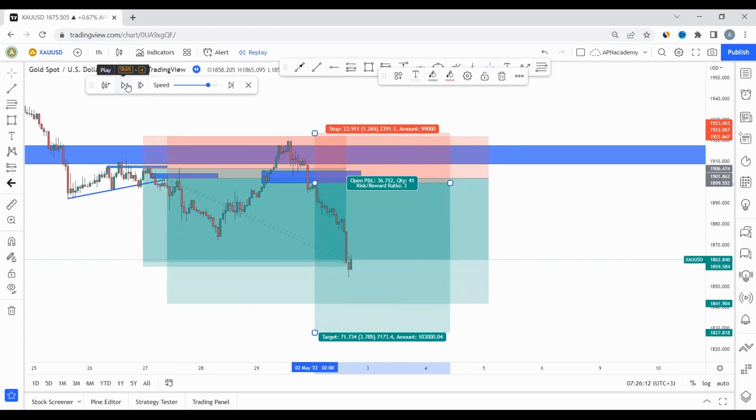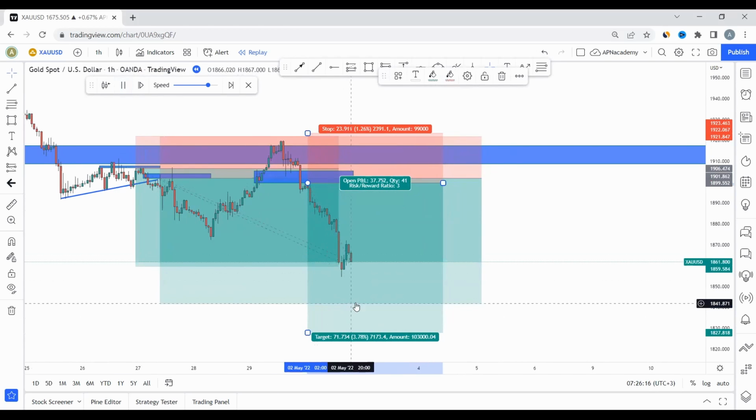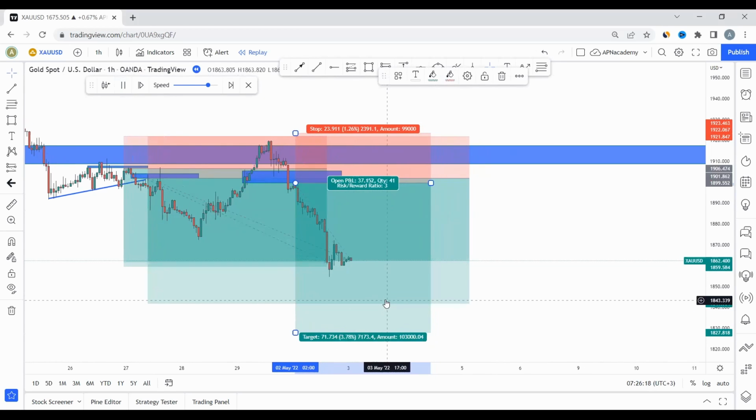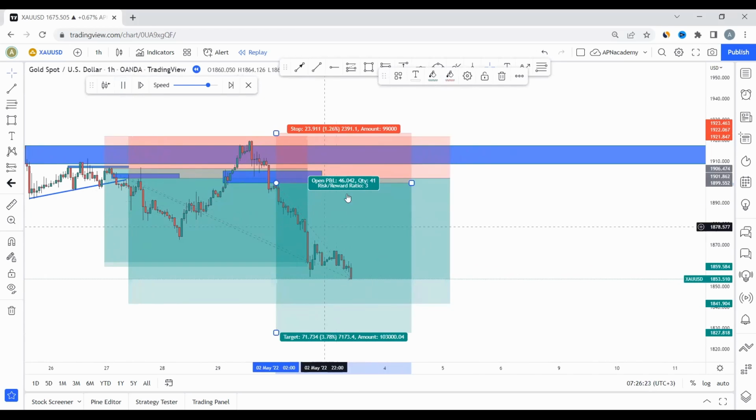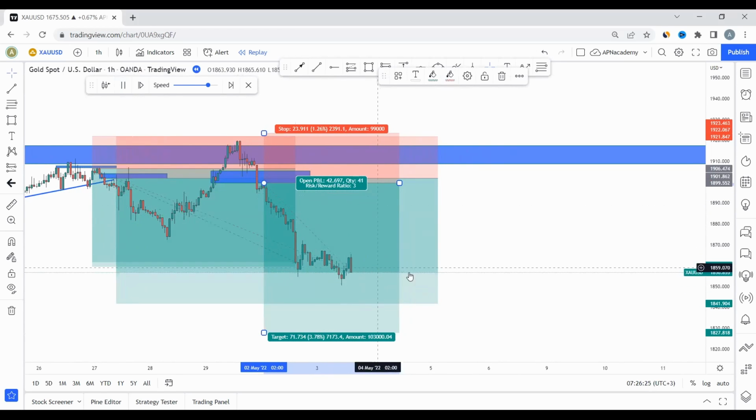So the first one has already hit your target. This first one here, the market has already hit your target. So we're left with 2 trades that are running. For those who protected, you only have 1 trade running, right? This is your new entry here that you have running.